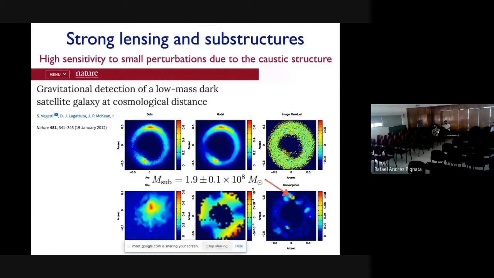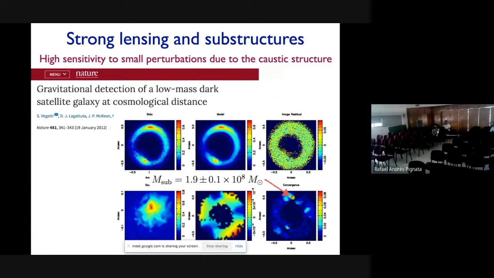That's one of the key things and one of the important potentials of strong lensing, being able to sense this substructure that could be around the critical curves, close to the line of sight, close to the lens. In this example, they found a pretty small subclump of mass 10 to the 8. That was a Nature paper, a first at that time. But this has a lot of potential.